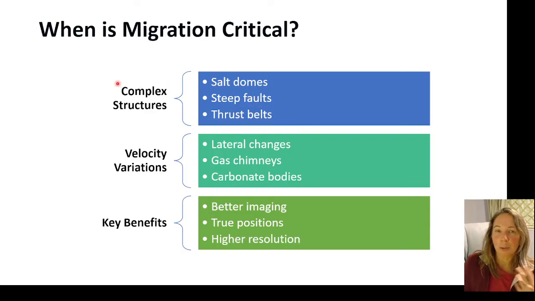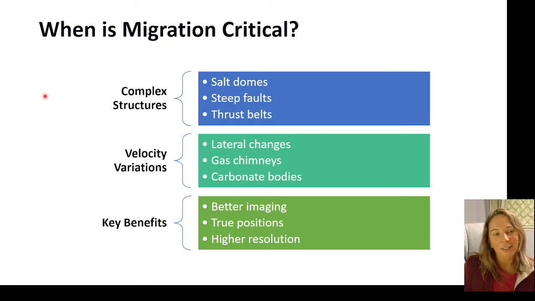So migration is super critical. It's a common processing step nowadays, but it's really good in cases where you have more complex structures like salt domes and steep faults or thrust belts. It's really great where you have a lot more velocity variations, so things just aren't steadily changing with depth. If you have lateral changes in your velocities, gas chimneys, carbonate bodies. And so overall, there are a lot of key benefits to migration.